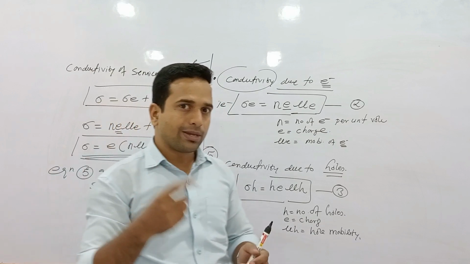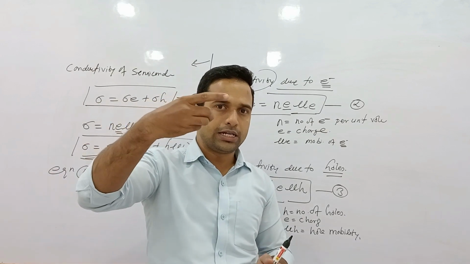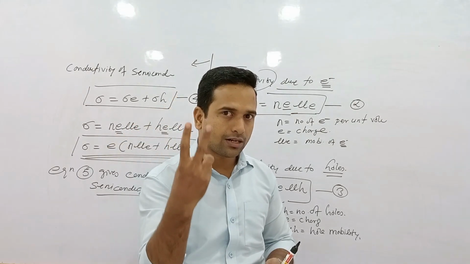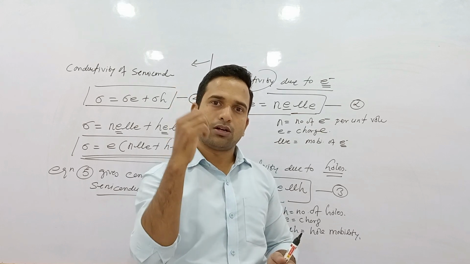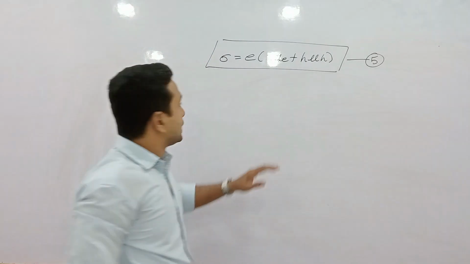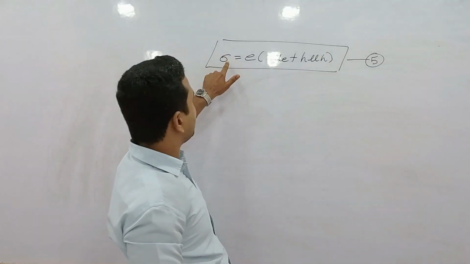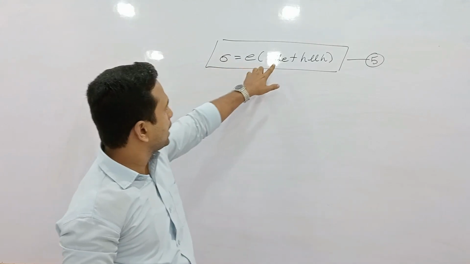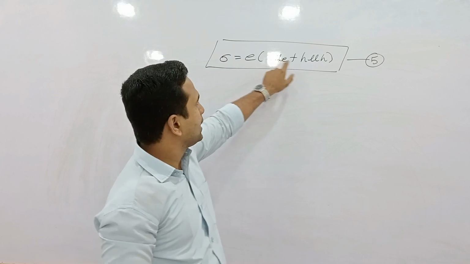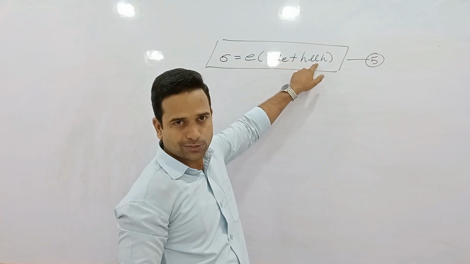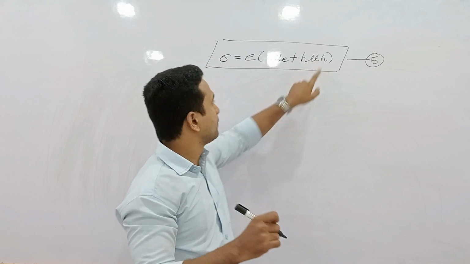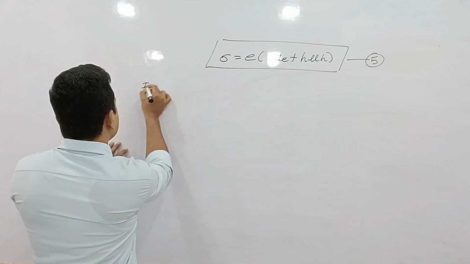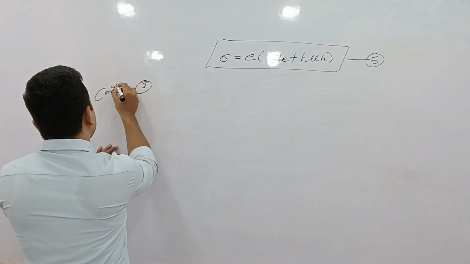Now we will try to determine the three conditions: conductivity due to the intrinsic semiconductor, conductivity due to the n-type semiconductor, and conductivity due to the p-type semiconductor. Now see, this is the final equation for conductivity of semiconductor material, meaning the conductivity due to the electrons and conductivity due to the holes. This is the final expression for semiconducting material. Now again we have three conditions as we discussed previously. First condition, this is condition 1.